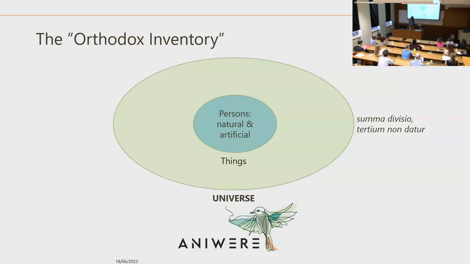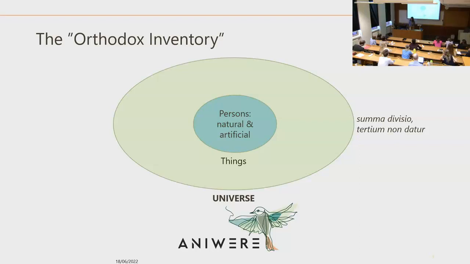This is the traditional way of going. I don't think it goes back to Roman law. I think it goes back to the early modern era, like Hugo Grotius, for instance, of understanding how law classifies the universe. Here persons are understood as right holders, and things are understood as the objects of rights.